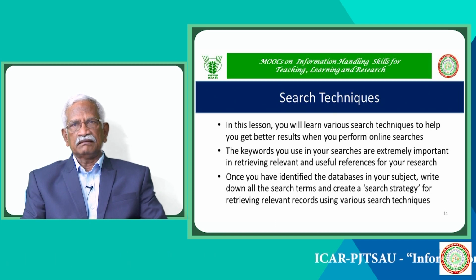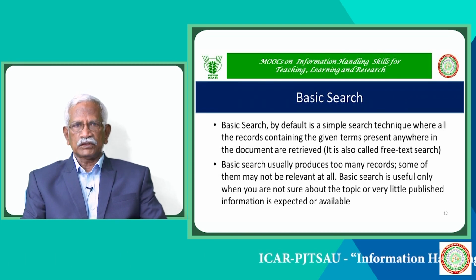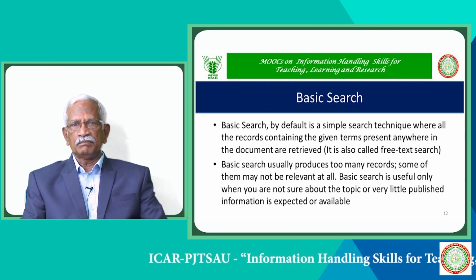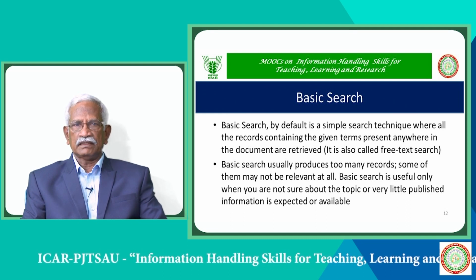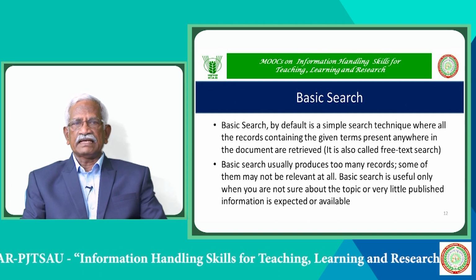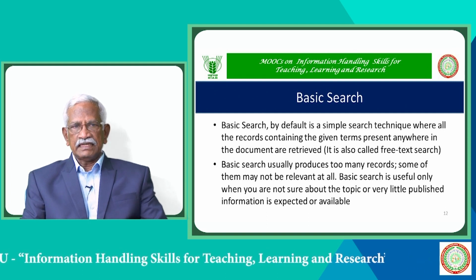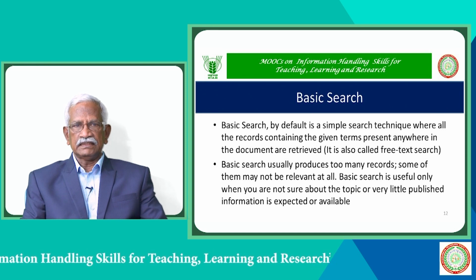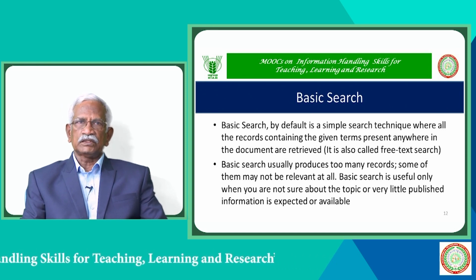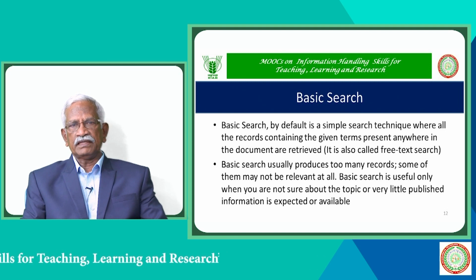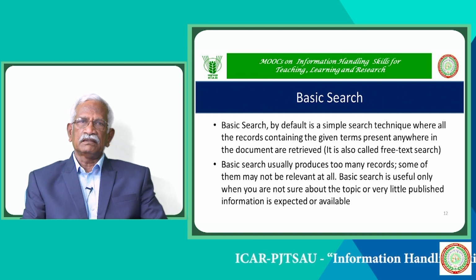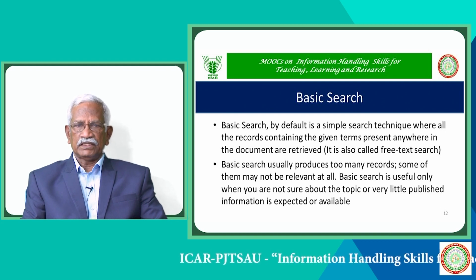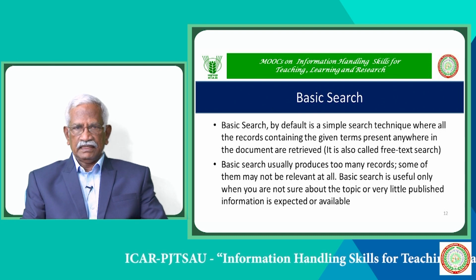Now, as I said, there are different search techniques. One of the foremost is the basic search or the simple search. Basic search by default is a simple search technique where all the records containing the given terms present anywhere in the document are retrieved. It is generally called a free text search. A disadvantage of basic search is that it usually produces too many records. Some of them may not be relevant at all. Basic search is useful only when you are not sure about the topic or very little information is published on the internet.